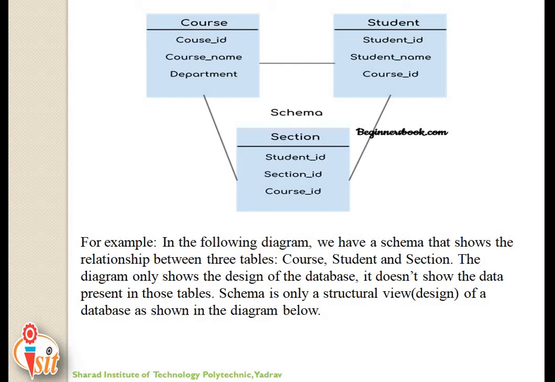Here course, student, and section are the relations, and the schemas for these relations are: course has schema course ID, course name, department. Student has schemas like student ID, student name, course ID, and section has schemas like student ID, section name, section ID, and course ID. This is one example of a database schema.